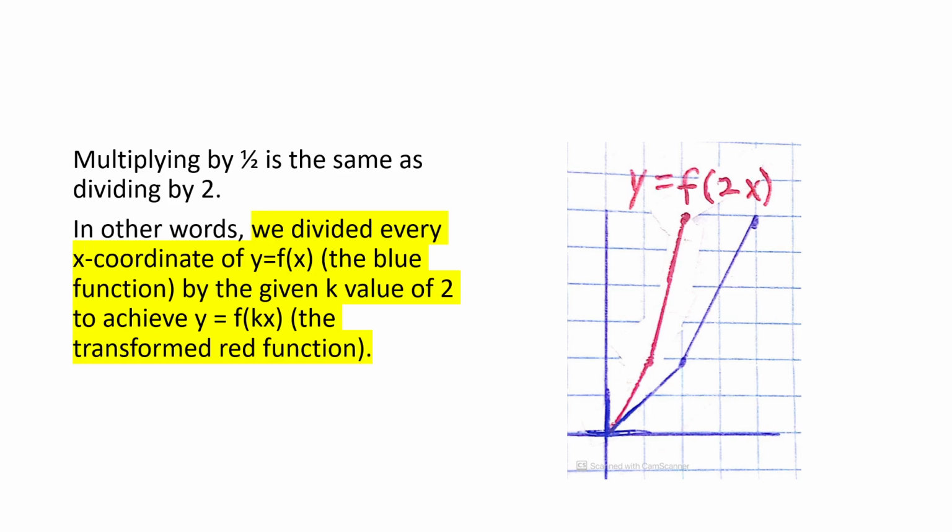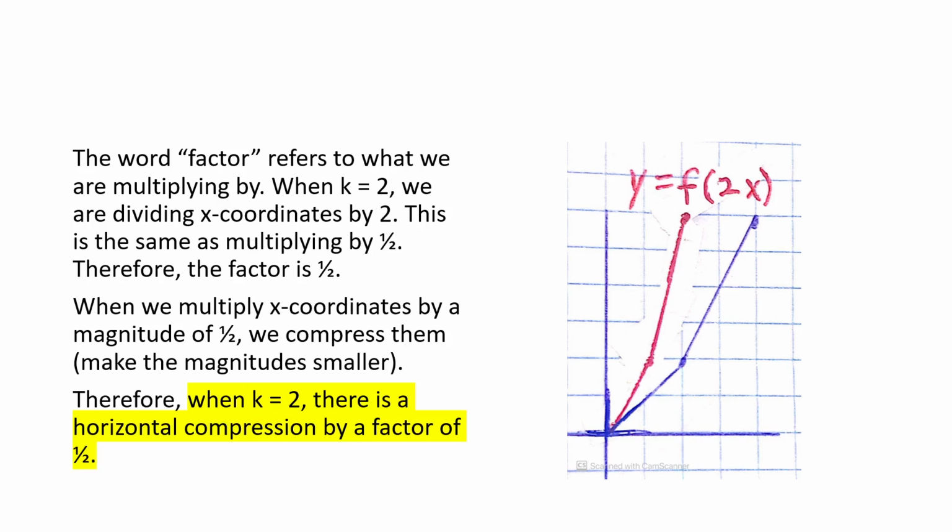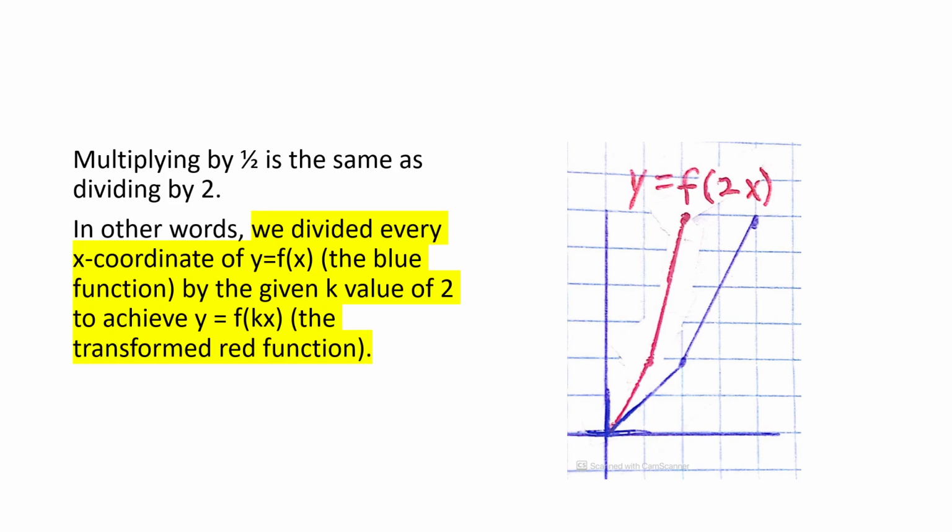So we say that we had a horizontal compression by a factor of a half when the k value was 2. Look at what's written in yellow at the bottom of that slide. Now, let's go back just for a sec. Go back one slide. Multiplying by a half is the same as dividing by 2. In other words, we divided every x coordinate of y equals f of x, the blue function, by the given k value of 2 to achieve y equals f of kx, the transformed red function.